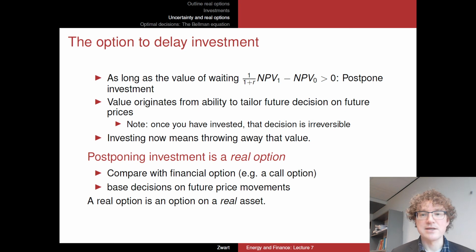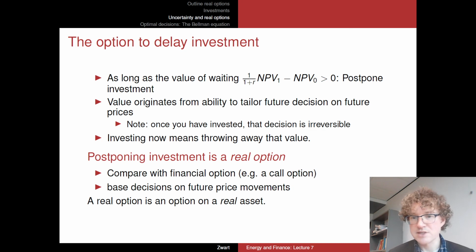Once we have made the investment, if you make the investment today, this thing is irreversible. So we are locked in, for good or for bad. And if this bad is sufficiently bad, then that lock-in might be undesirable. So if you invest now, it means you are throwing away this learning value, this ability to tailor our future decision to future prices. We're throwing away that value, and that value is actually a kind of option value. So in that sense, the opportunity to postpone investment is actually an option.